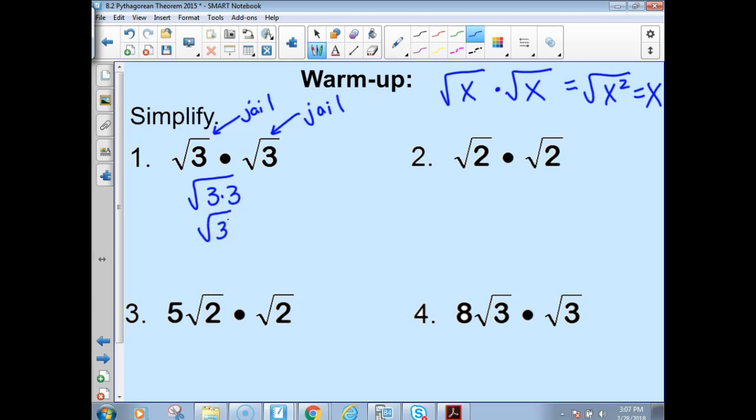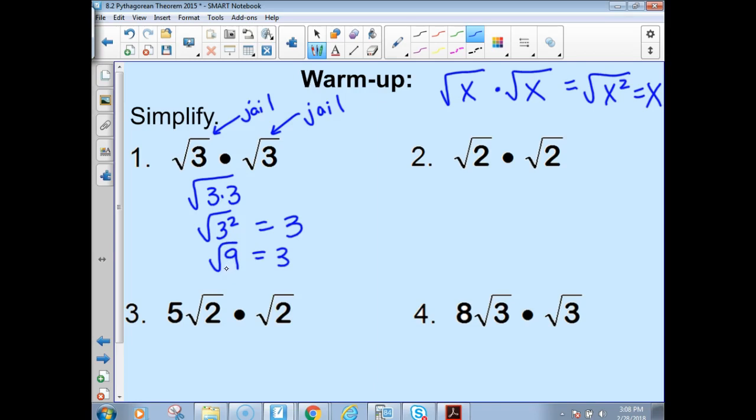3 times 3 is 3 to the second, agreed? Okay? And the answer to that is 3. Now, you might be saying, well, wait a minute, 3 times 3 is 9, Ms. Heimer. Yeah, I know. So what's the square root of 9? 3. That is why the square root of 9 is 3, because it's 3 squared. Okay, so I'm going backwards. I'm trying to teach you that 9 is a 3 times 3.